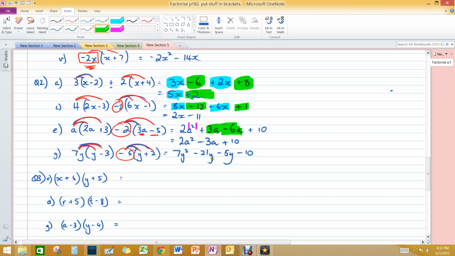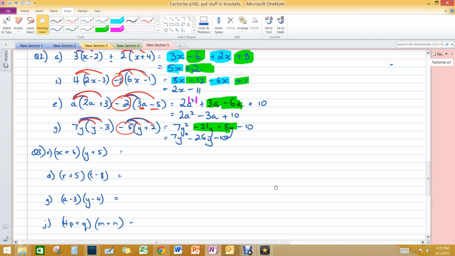Again, we can group our like terms. 21y minus 5y is going to equal 7y squared minus 26y minus 10. Alright, my apologies if there's a simple error here, but it should be right.